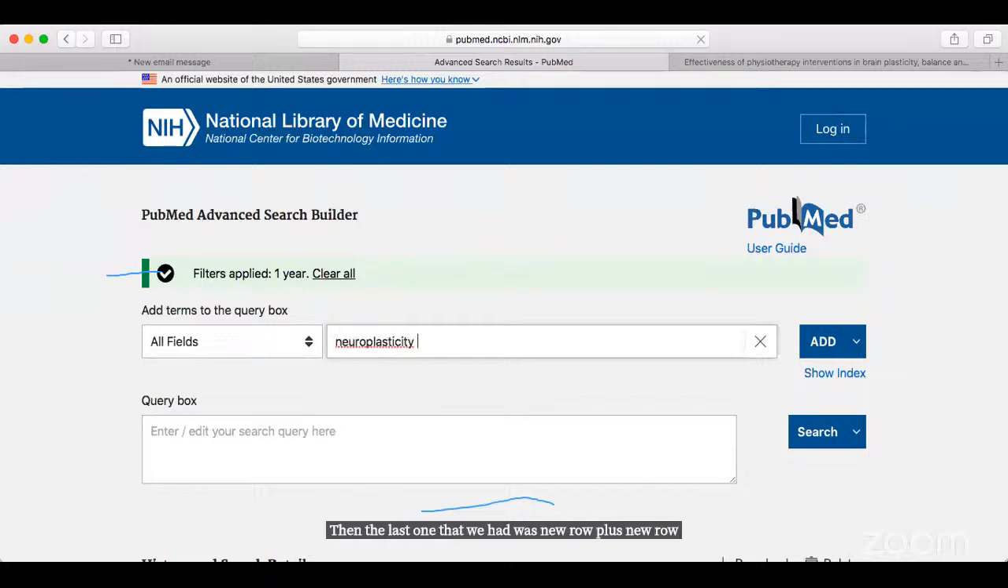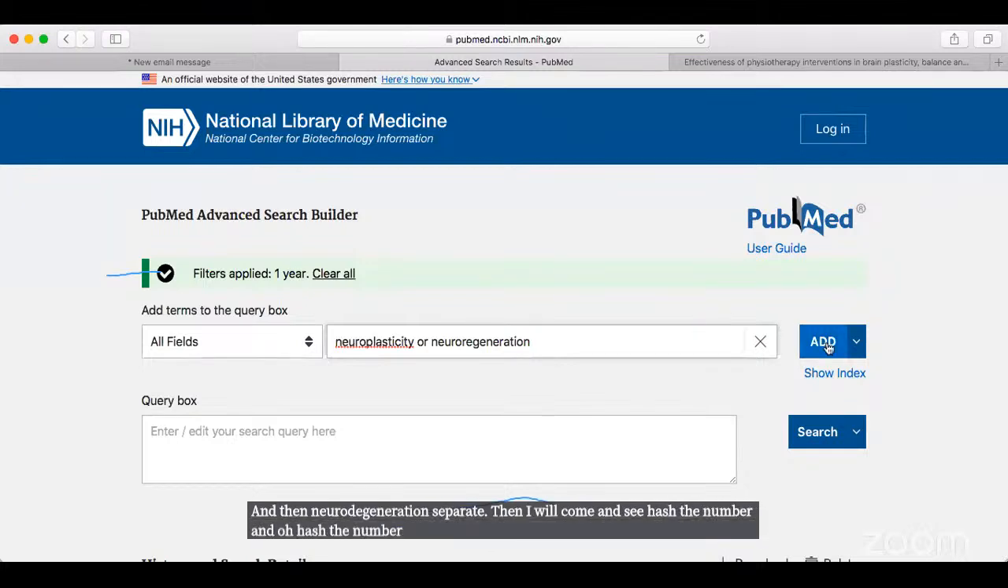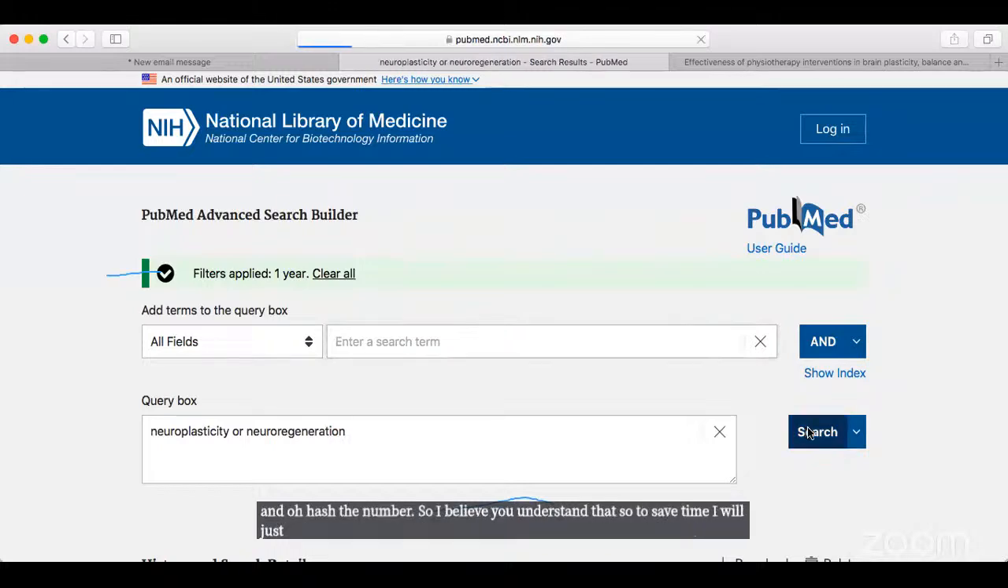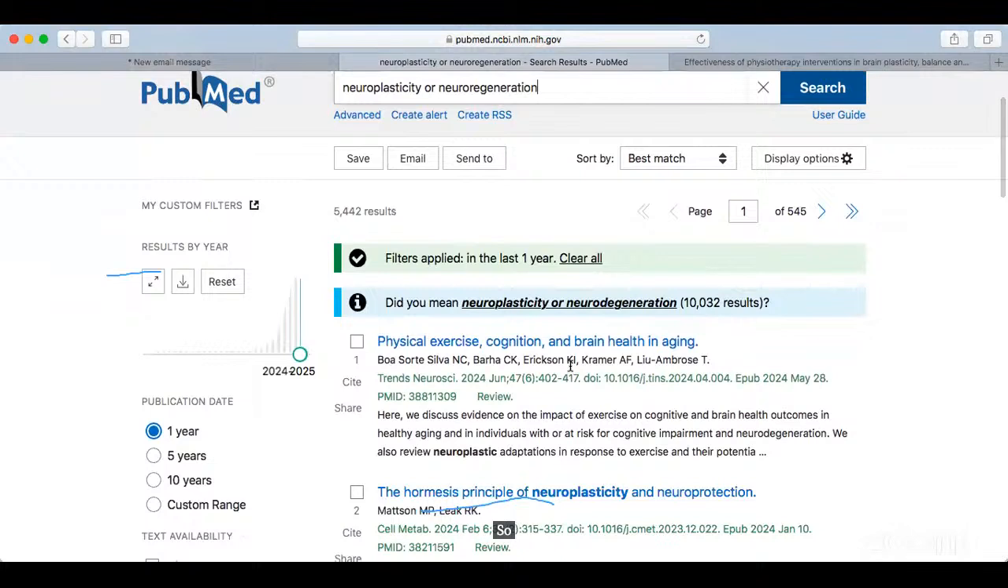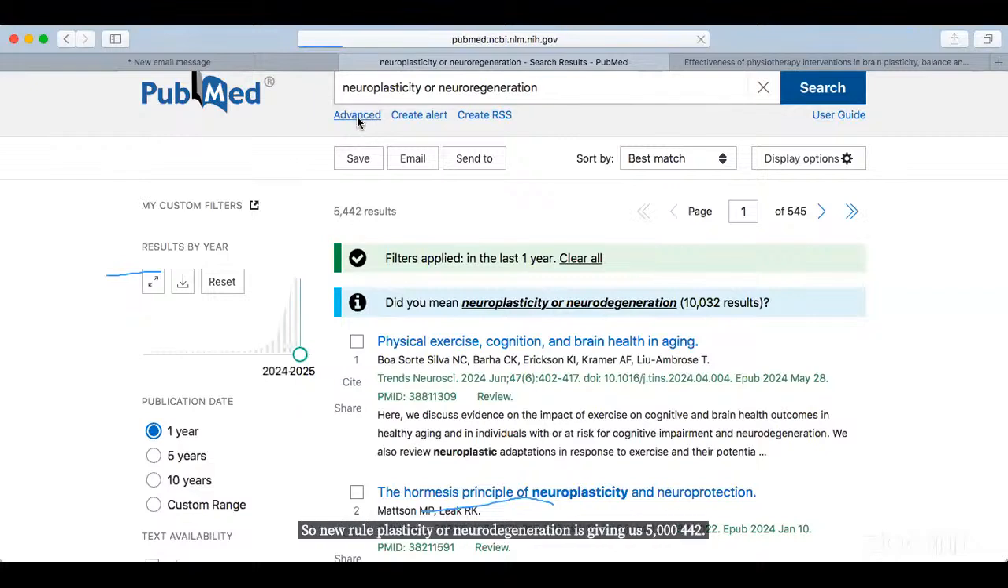neuroplasticity or, I think it was, regeneration. If I wish, I would have done neuroplasticity separate and then neuroregeneration separate. Then I will come and say hash the number or hash the number. So I believe you understand that. So to save time, I will just do this. Neuroplasticity or neuroregeneration is giving us 5,442. So let's go back.